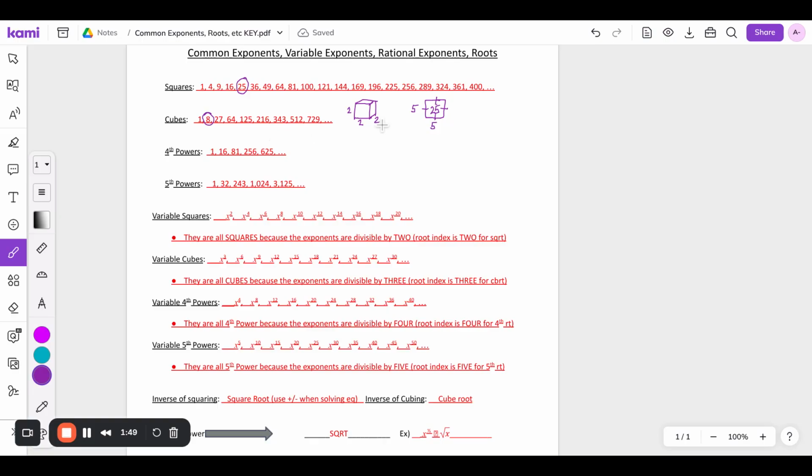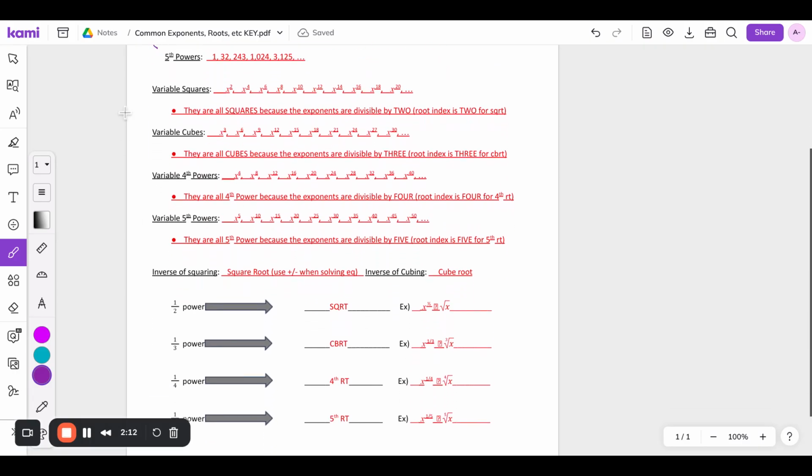Fourth powers, well, there's no fourth dimension, but think of it in terms of multiplying this thing by itself 3 times for a cube, 2 times for a square, 4 times for a fourth power. 3 times 3 times 3 times 3 is 81. And so it's beneficial sometimes to know some of these common squares and cubes and fourth and fifth powers that show up.